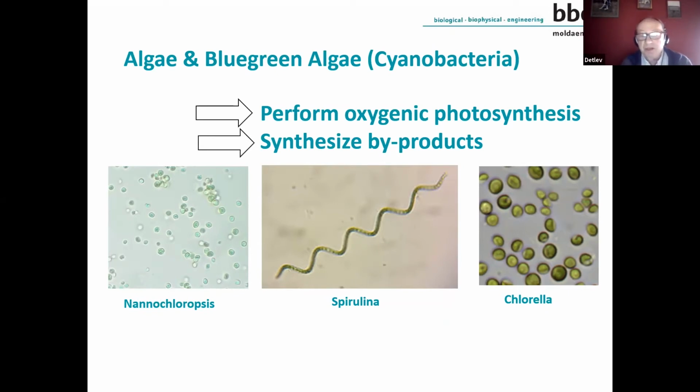All of these organisms perform oxygenic photosynthesis. That is why we have so much oxygen in the atmosphere. It comes mostly, in the early stage, from algae and blue-green algae. But on the other hand, they also synthesize byproducts. Some of them are very good for our health, but some of them also pose threats.